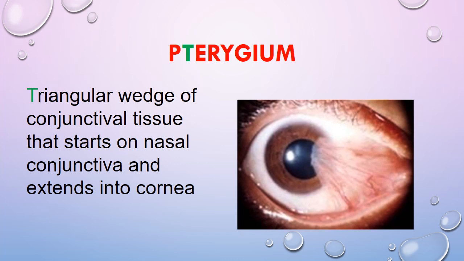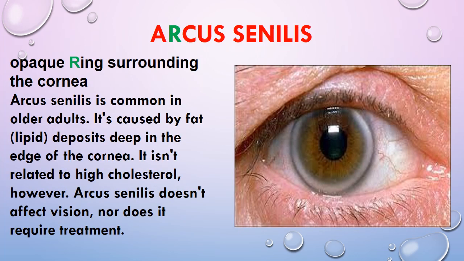Pterygium, how do you remember that? T goes with T. Pterygium, triangular. It is a triangular wedge of conjunctival tissue. It starts on the nasal conjunctiva and extends into the cornea. If you look at the diagram, you will see the triangular shape. So T goes with T, triangular wedge of conjunctival tissue.